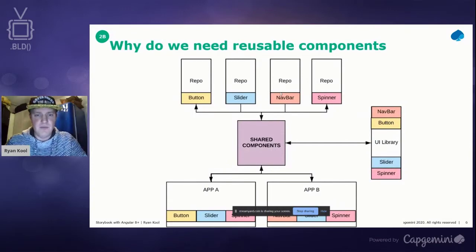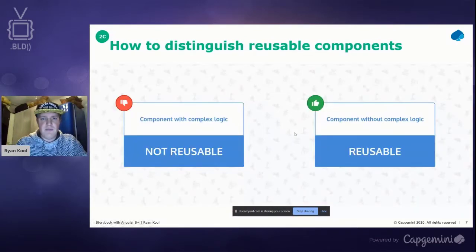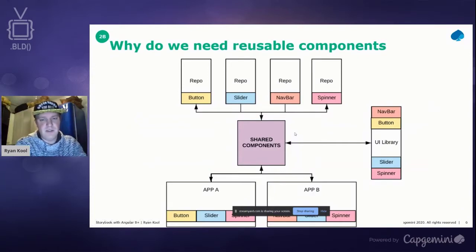So why do we need these reusable components? So if you look at this picture, you'll see app A and app B both use 3 components, but they use 3 different components. So app A uses the button and the slider and the spinner, and app B uses the navbar, the slider and the spinner. But both the slider and the spinner are being used in both applications. So if you would go back to not using reusable components, you would see that the development team building app A would probably build their own slider, build their own spinner, give it their own UI, give it their own way of working. And app B would probably do the same.